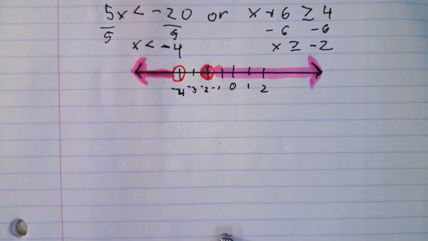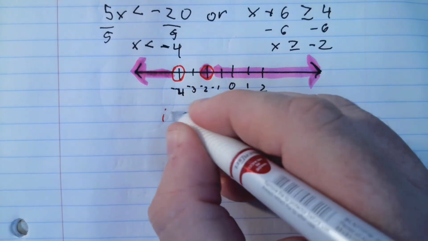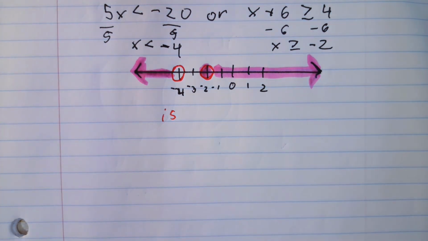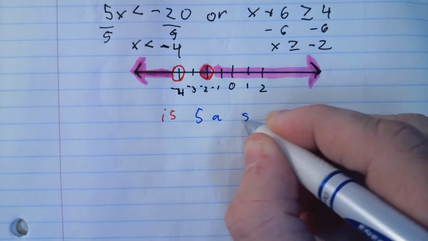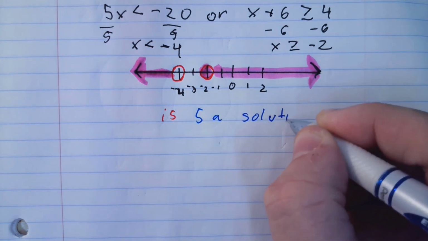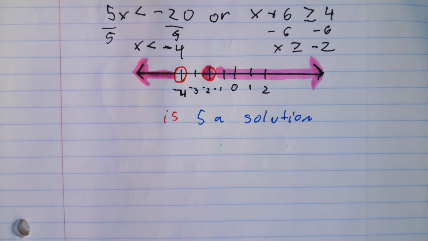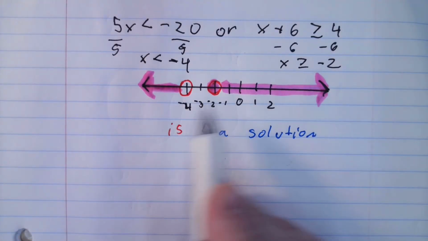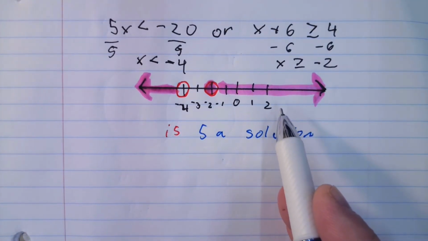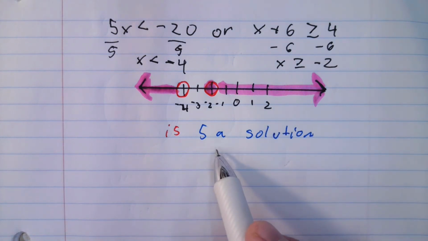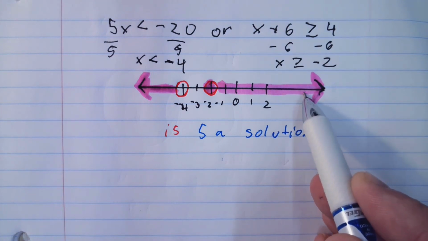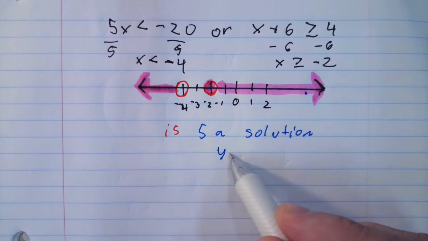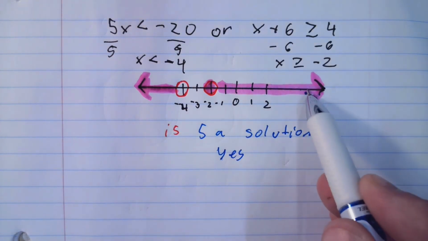Okay, let's see if we can figure out what this means. Let me use a different color, because that's very red and doesn't show up very well. Is 5 a solution? I want you to think about it before you say it out loud. We can look at the graph and it tells us all the solutions. What do we think? Well, 5 would be right here, wouldn't it? Is that part of my graph? Yes. So it is a solution. So in this case, if I got a 5, the alarm would go off, wouldn't it?